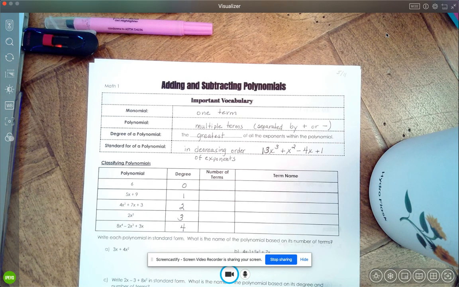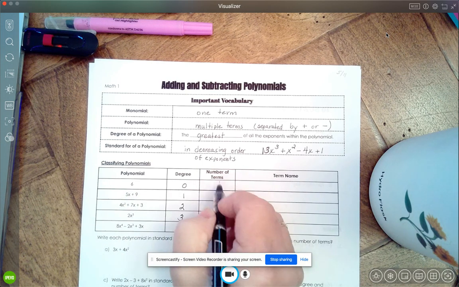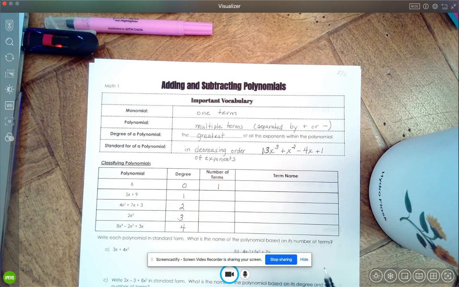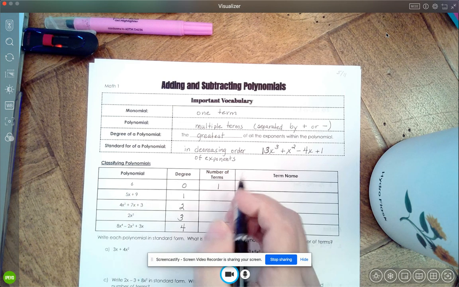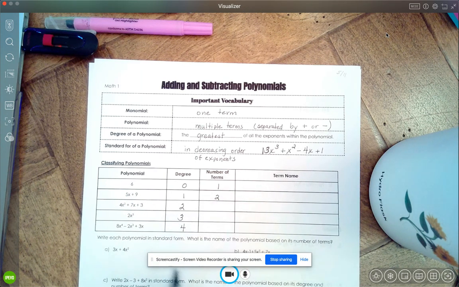Now, number of terms means how many terms are in here. Here's just one term. Remember, terms are going to be separated by pluses or minuses. Here's 1 plus, there's a term here, 5x, a term here, 9. There are 2 terms. This one has 3 terms. This one just has 1 term, a monomial. And here, this one has 3 terms.